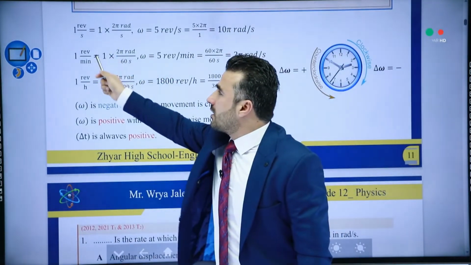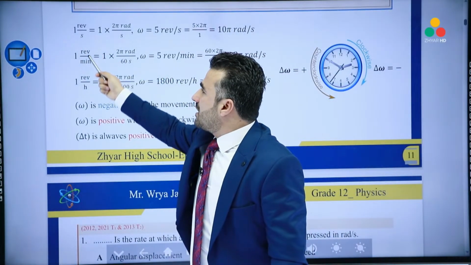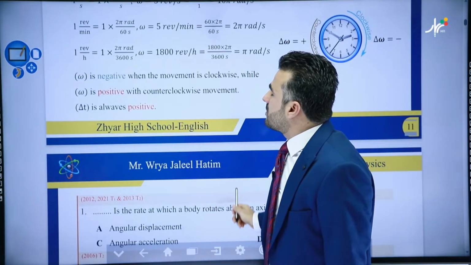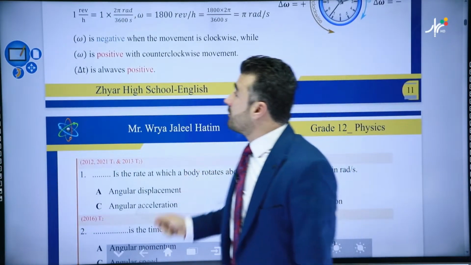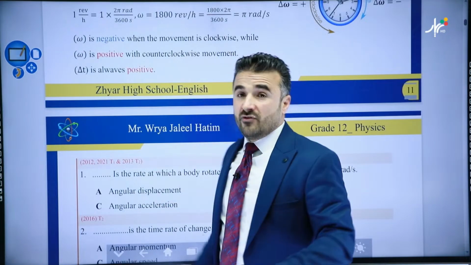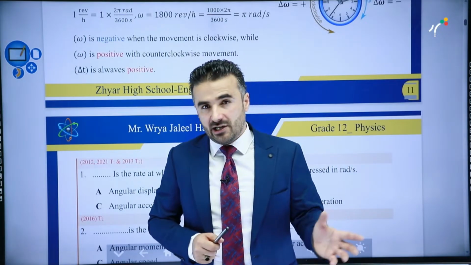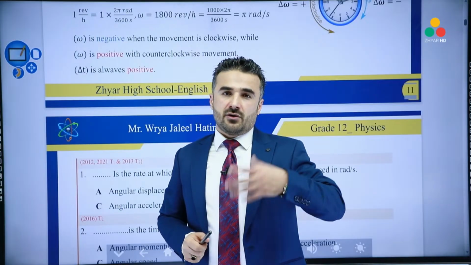This is how we can convert rev per second, rev per minute, rev per hour. You could do the rest on your own. Remember this, we said angular velocity is negative when the movement is clockwise, right? So when the movement is clockwise, the angular velocity is going to be negative.